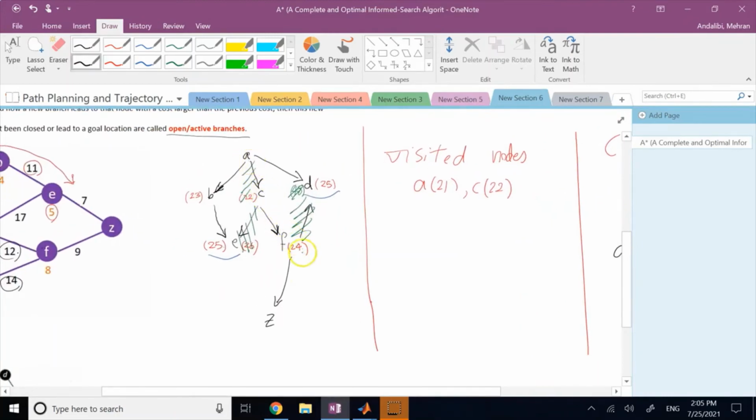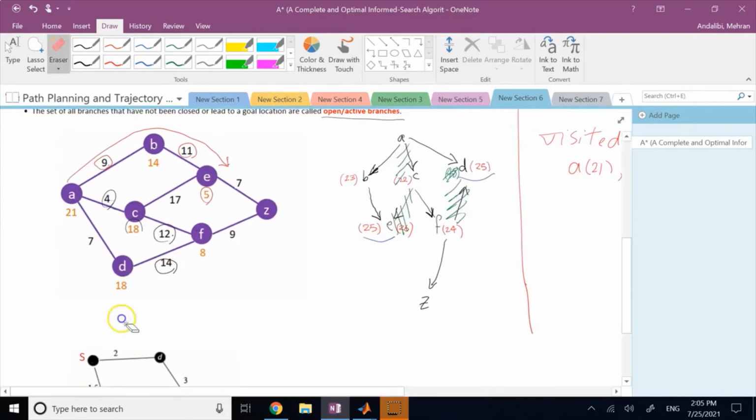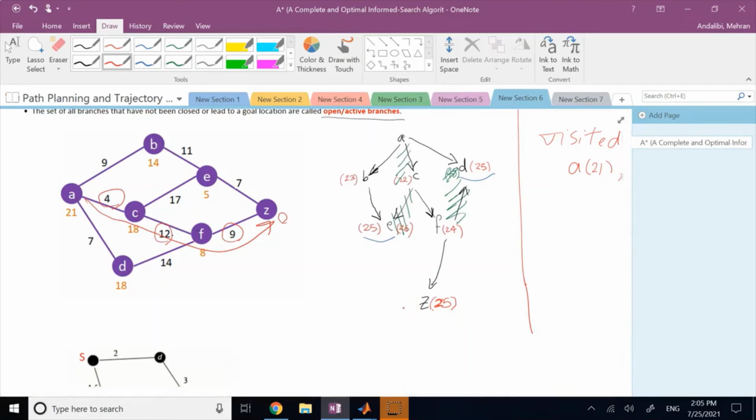Now, you go A to C to F to Z. How much would that cost? So A to C, F, Z, this path. How much? It's 4 plus 12 plus 9, and here, if you remember, H here is 0. So the total cost is 25, correct? And at this point, guess what? You reach the goal location. And since you reach the goal location, that means you can terminate the algorithm.